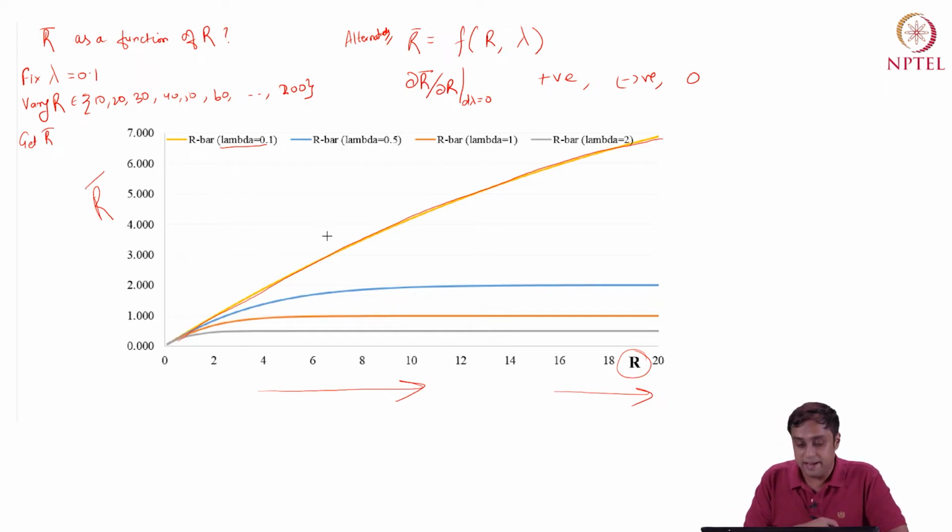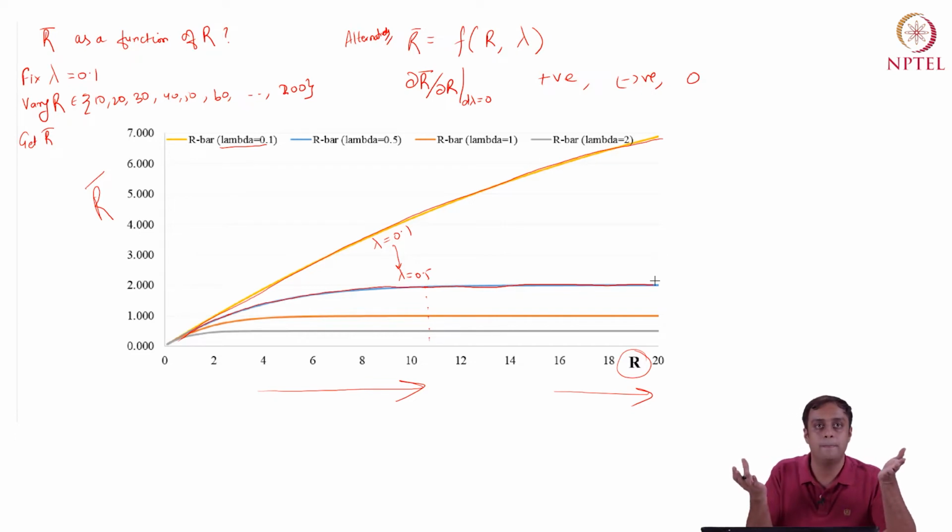And it is more clear as you move to a higher value of lambda. Let's say we move to lambda equals 0.5. From lambda equals 0.1 to lambda equals 0.5, you see that R bar still increases as R goes up, but after a certain level, let's say around 11 kilometers, the change in R bar tends to be almost 0.